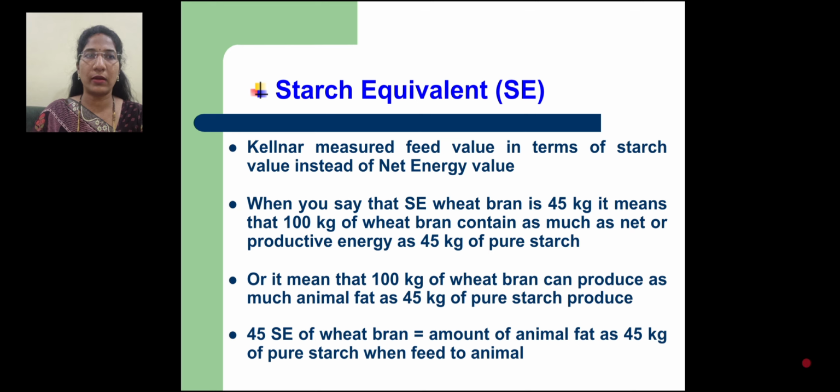When you say that the starch equivalent of wheat bran is 45 kg, it means that 100 kg of wheat bran contains as much net or productive energy as 45 kg of pure starch. Again, it means that 100 kg of wheat bran can produce as much animal fat as 45 kg of pure starch produces. That means a starch equivalent of 45 for wheat bran is equal to the amount of animal fat as 45 kg of pure starch when fed to an animal.